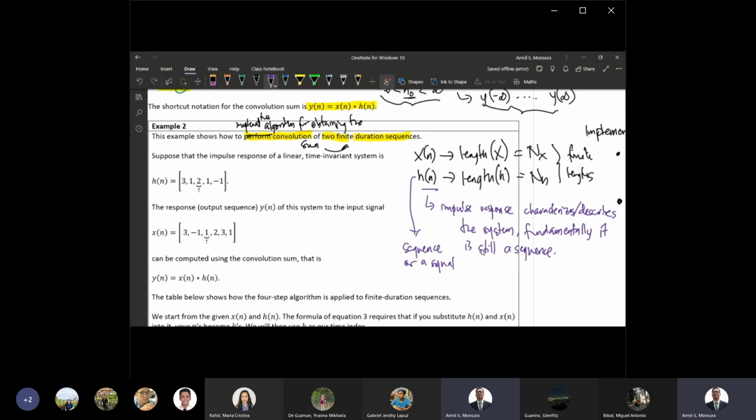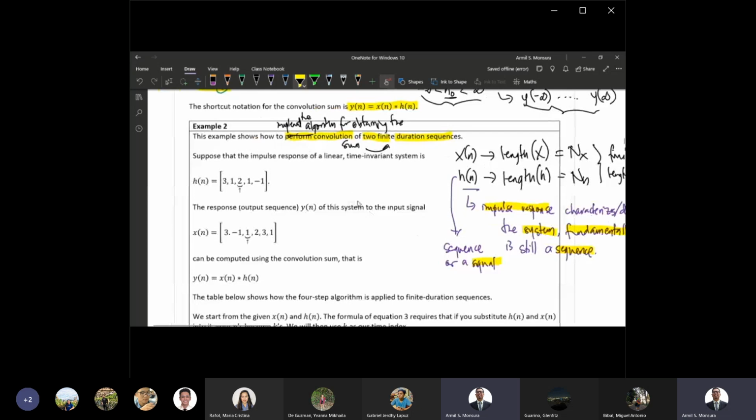And this is actually the beauty of the impulse response. Not only does the impulse response deal with systems, it actually is a signal. It actually can be considered, or fundamentally, it actually can be considered as a sequence or as a signal. So yun yung wonder nito.